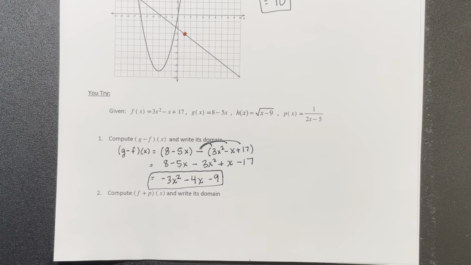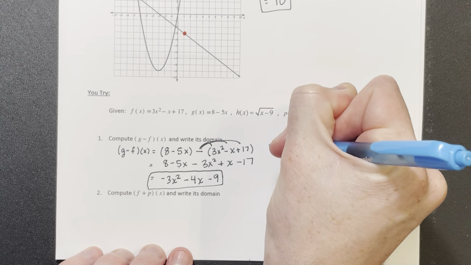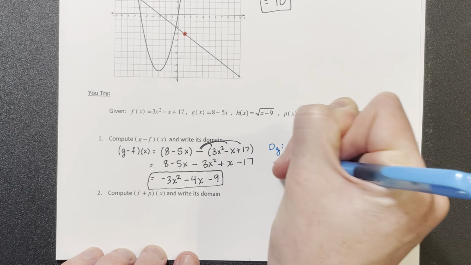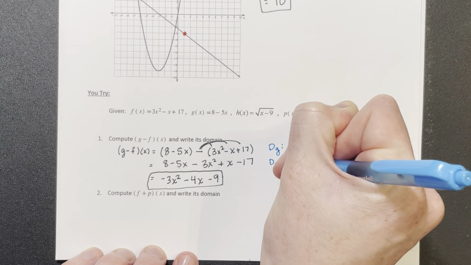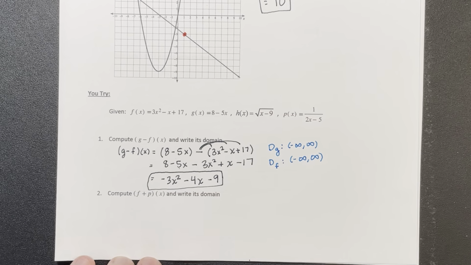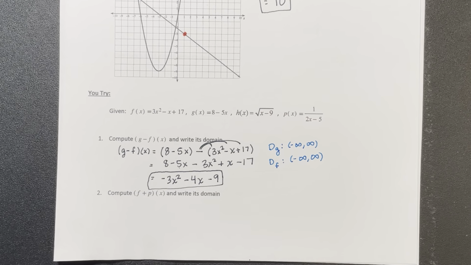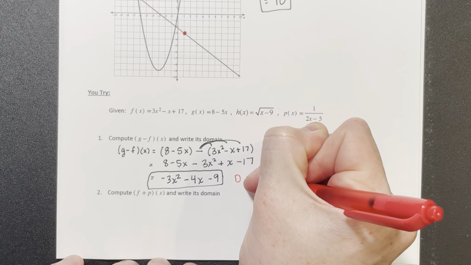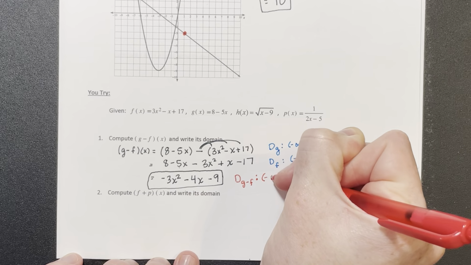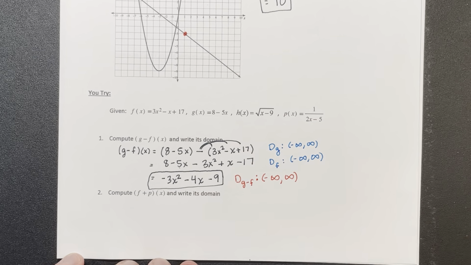We do want the domain. So if I list the domain of g first, it would be all real numbers. It's a linear function. The domain of f is quadratic, so it's also all real numbers. That leaves us with the domain of g minus f. And it's still all real numbers. There were no restrictions in this function.